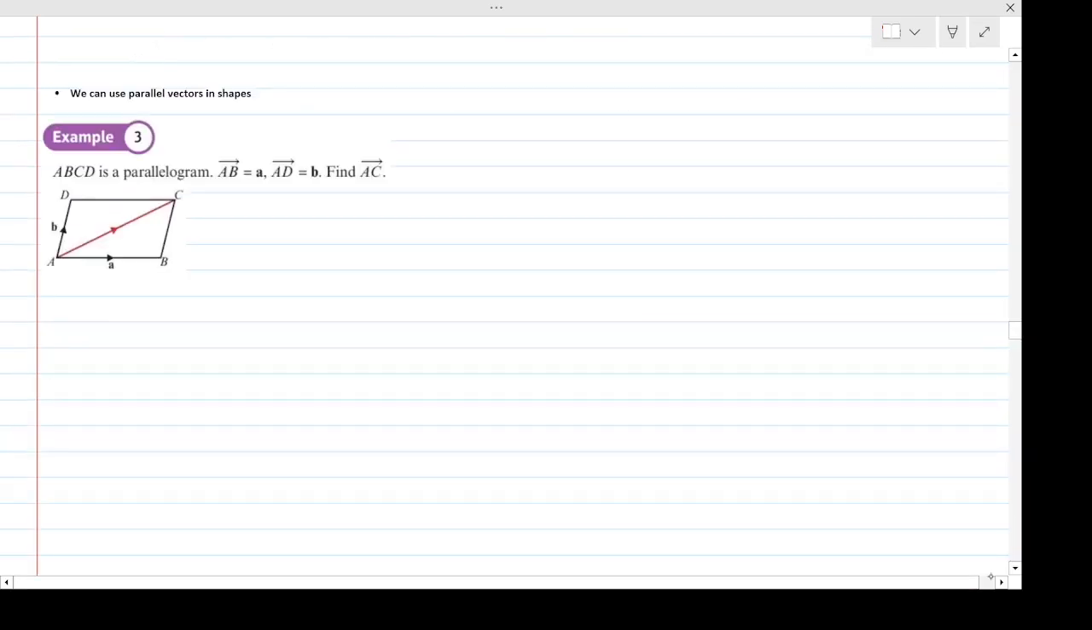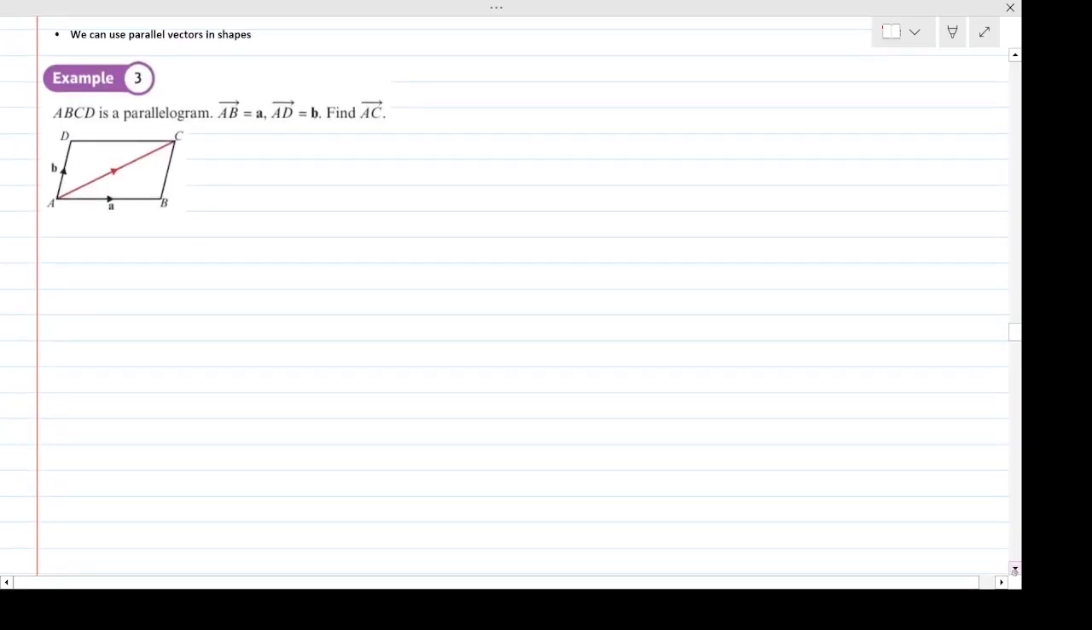Right, okay. And going back to our vectors and shapes, we can also consider parallel vectors and shapes.